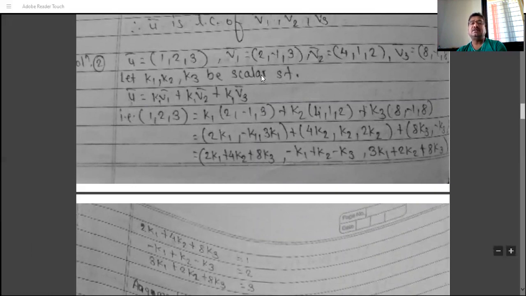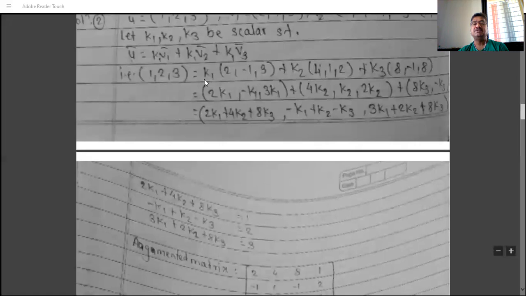Let k1, k2, k3 be scalars such that u bar is equal to k1 v1 bar plus k2 v2 bar plus k3 v3 bar. Here k1, here k2, and here k3. So let k1, k2, k3 be scalars or real numbers such that this holds, and then substitute u bar as (1, 2, 3), v1 bar as (2, -1, 3), v2 bar as (4, 1, 2), v3 bar as (8, -1, 8).